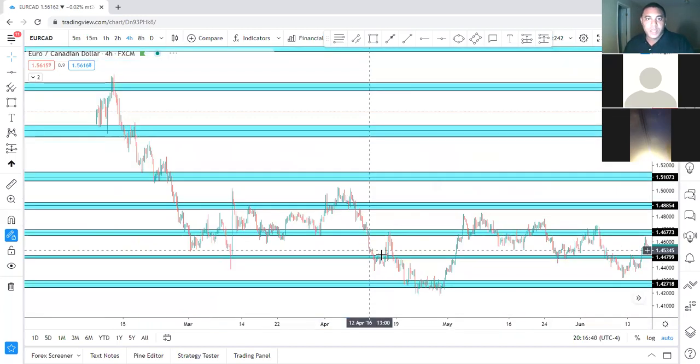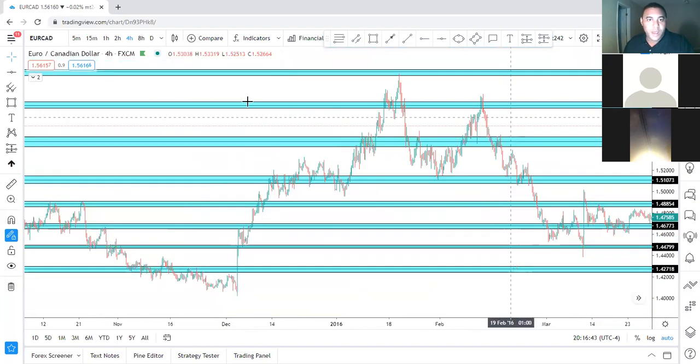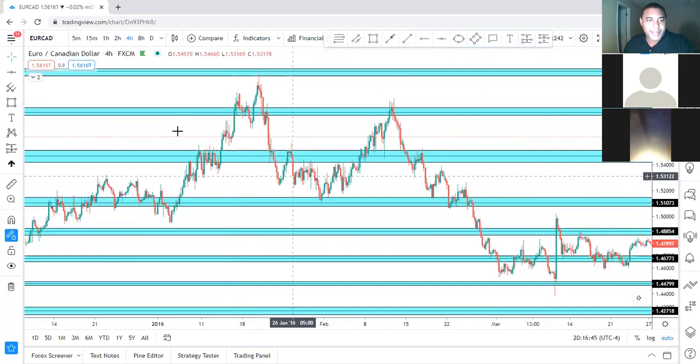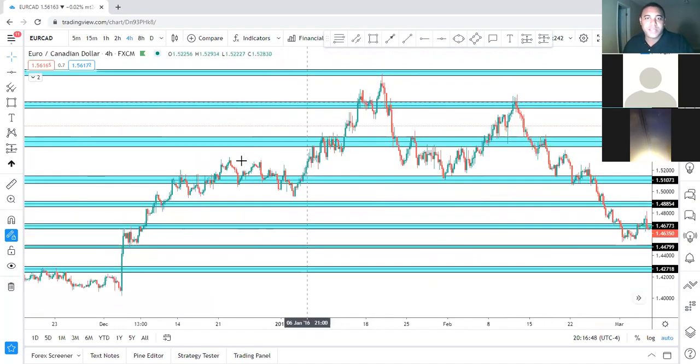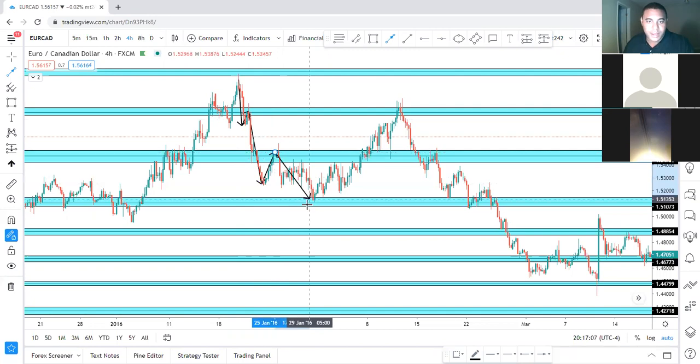All right, so when we look at this chart and we see where these zones are, you get an idea of what price is doing around these levels. See, price stopped here and then started to drop. It broke the zone, retested, and then went to the next zone. Went up, broke the zone, came back, retested. So it's a break, a retest, a break, a retest, right down to the next zone.